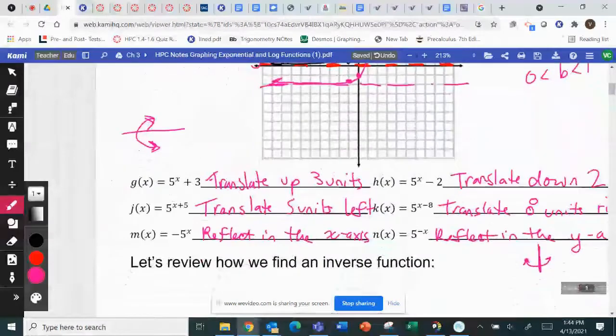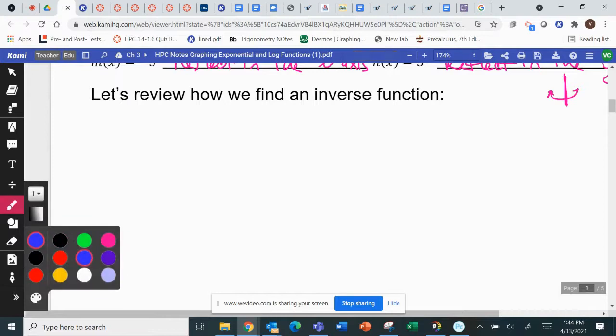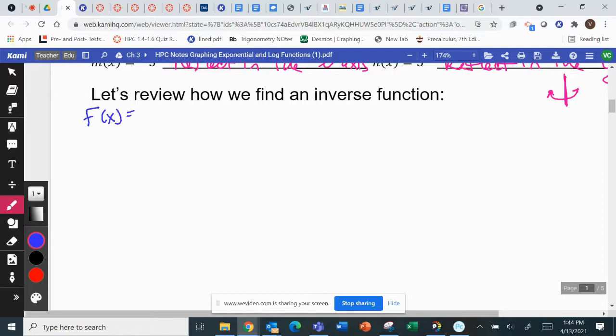Okay, so then right here it says, let's review how we find an inverse function. We just did that last class. So if I have f of x equals 5 to the x, to find my inverse, I just change x and y. So I'll have x equals 5 to the y. And then what do I do to get the inverse, like to be y equals?